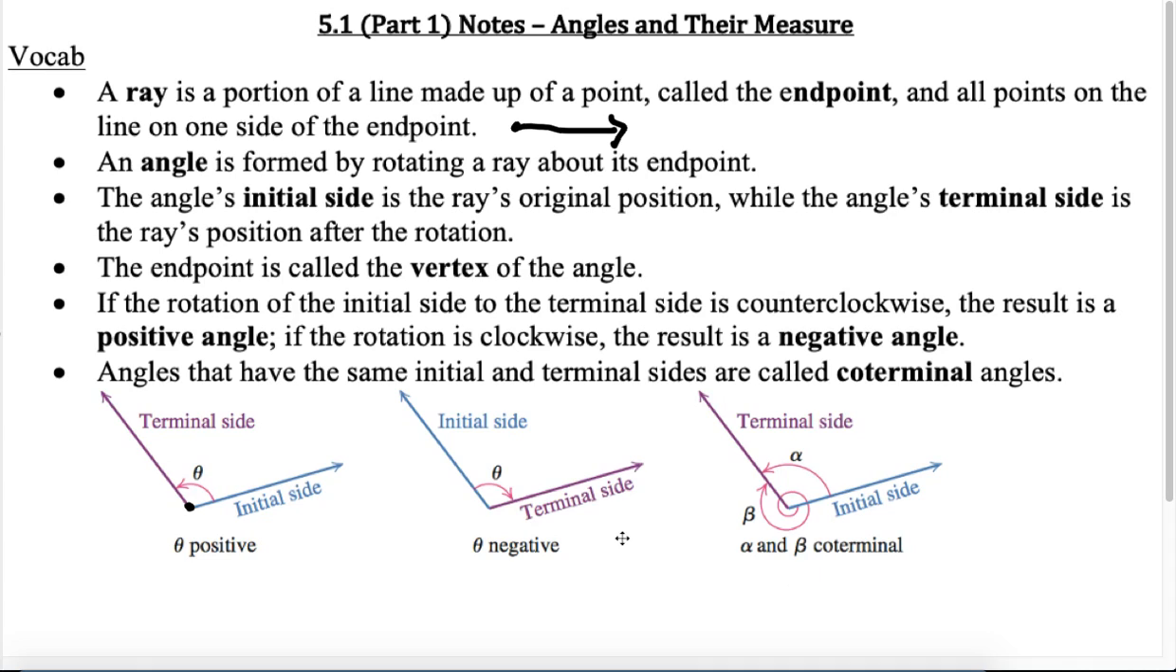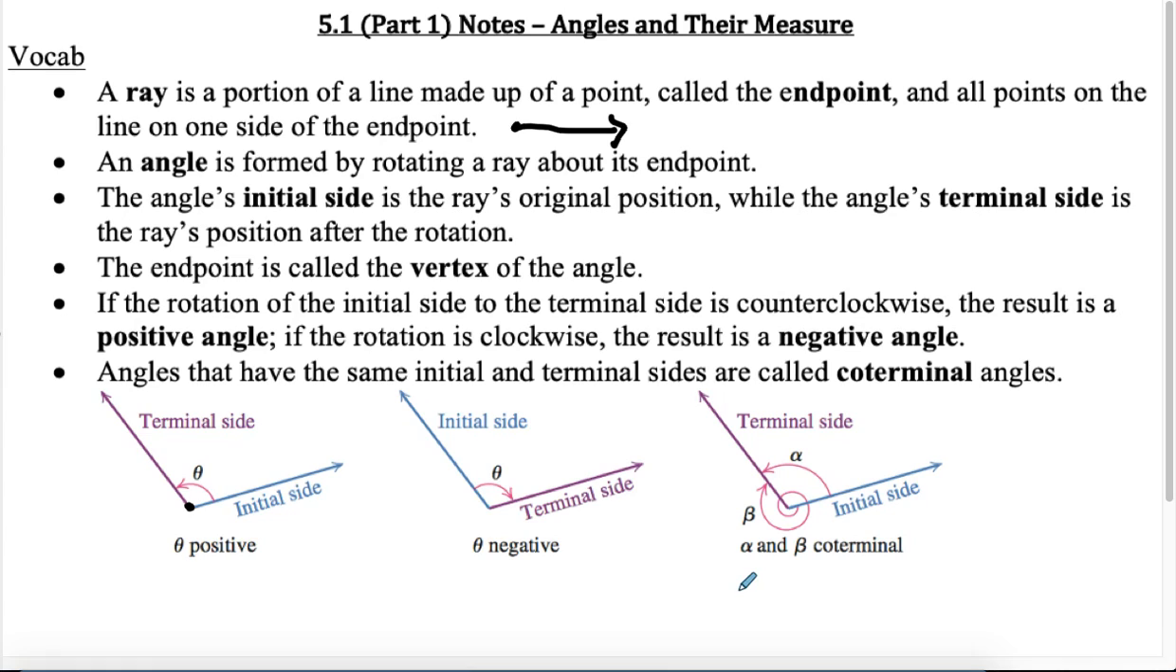Now, one other thing I want to point out here is the traditional variables that we use for angles. Usually we use Greek letters to describe angles. So in this visual, they have theta, alpha, and beta, right? Usually we use X, Y, and Z for unknowns in lots of other situations. But for angles, usually our variables will be Greek letters. Okay, that's just a tradition.